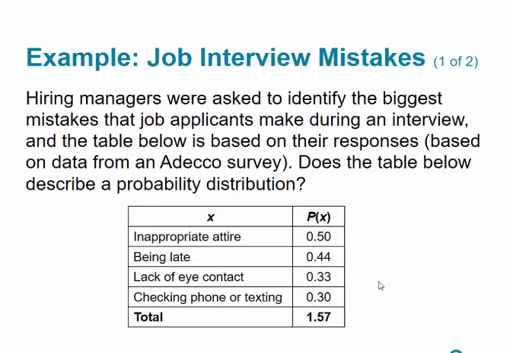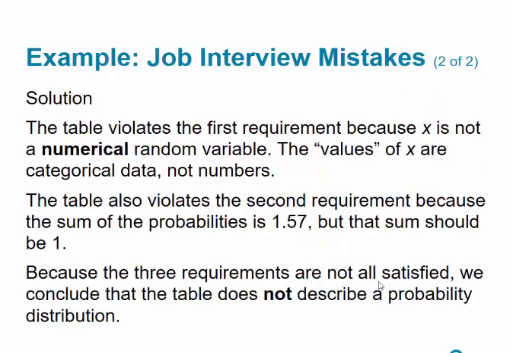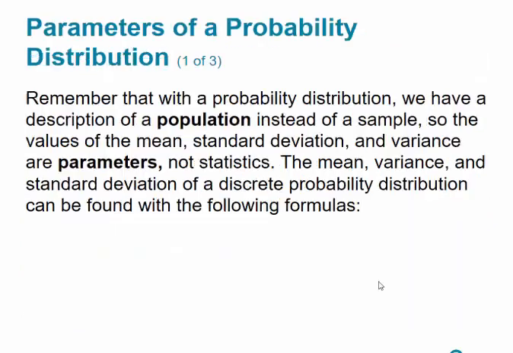Here's an example that shows you a mistake in a probability distribution. Hiring managers were asked to identify the biggest mistakes that job applicants make during an interview, and the table below is based on their responses. The table below describes a probability distribution. We can see x, P(x), and then the total. The table violates the first requirement because x is not a numerical random variable. The values of x are categorical and not numbers. The table also violates the second requirement because the sum of the probabilities is 1.57, where it should be 1. Because the requirements are not satisfied, we conclude that the table does not describe a probability distribution.